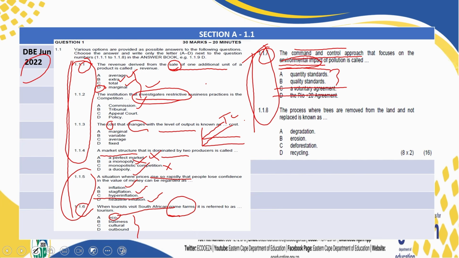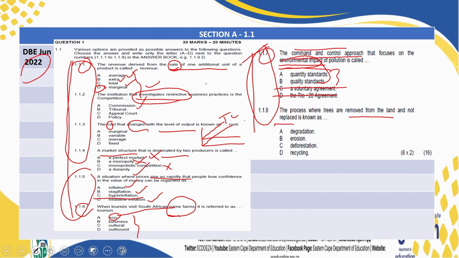Is it the quantity standards? How much is emitted in terms of pollution? Or is it the harm? So if it is the harm, then it means it is the impact. So we are going to select the quality standards as our answer because it is the one that talks to the impact.